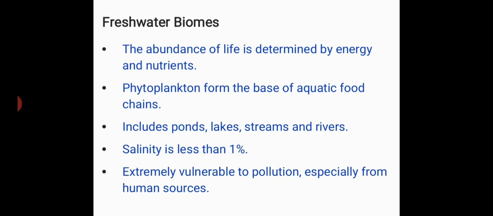Aquatic biomes. We have read that on land, precipitation and temperature are the main determinants of the distribution of biomes. But in the aquatic systems, water is abundant and temperature is relatively constant. Therefore, in the aquatic systems, the abundance of life is mainly determined by energy and the nutrient levels.